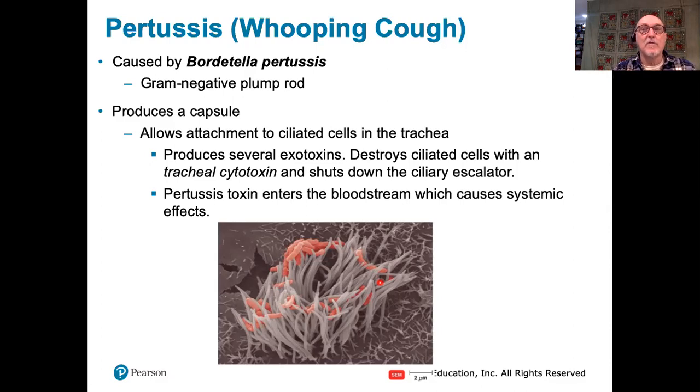Unfortunately, one of the effects of these is that it hits the ciliated epithelium it is settled on, kills those cells, and shuts down that ciliary escalator.